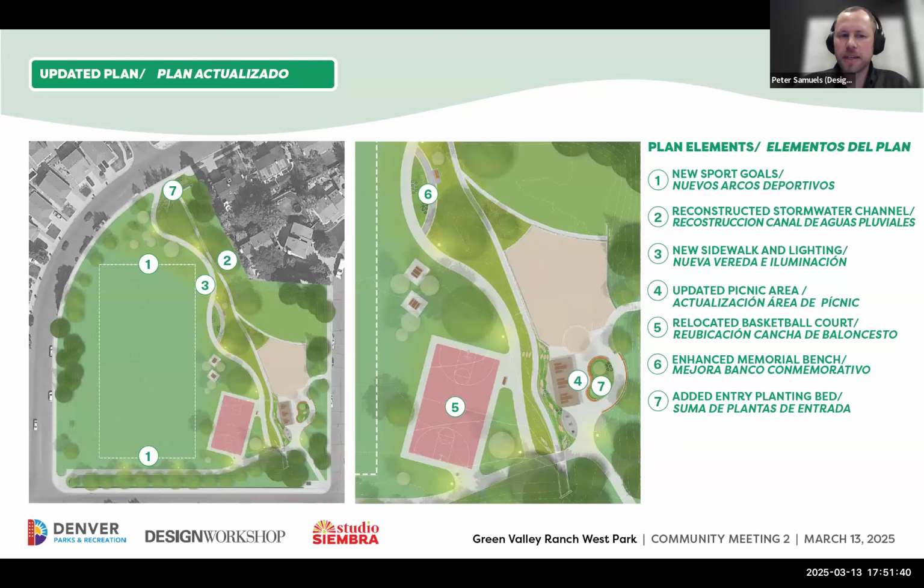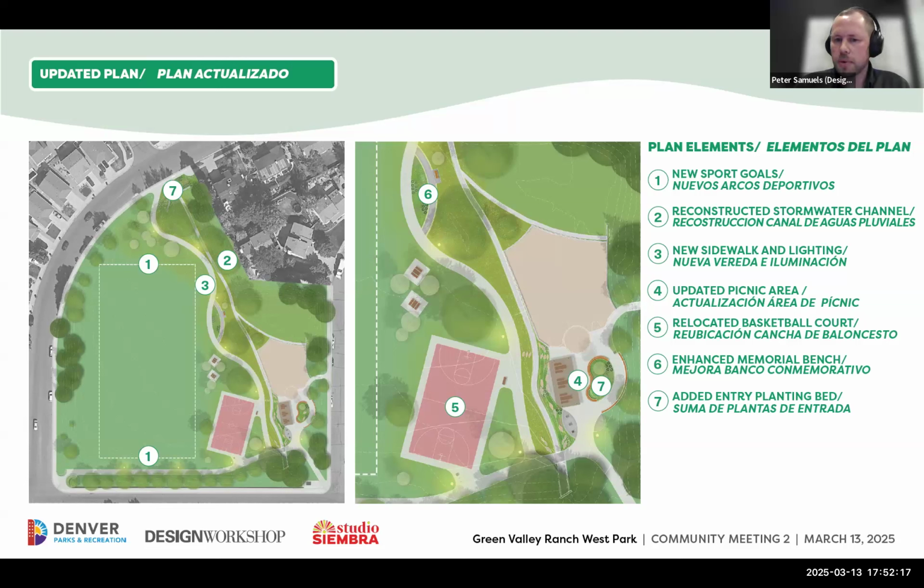Okay, so we'll be delving a bit deeper into the various areas that you're seeing here, but as an overview, number 1, as mentioned, we'll be replacing the current goals. 2, again, we're reconstructing the stormwater channel, which is roughly following a similar path to its current one. 3, as mentioned earlier, it was a priority to separate the sidewalk from that stormwater channel, and we're providing lighting along our pedestrian paths in the park.